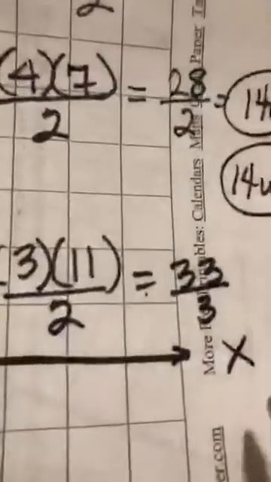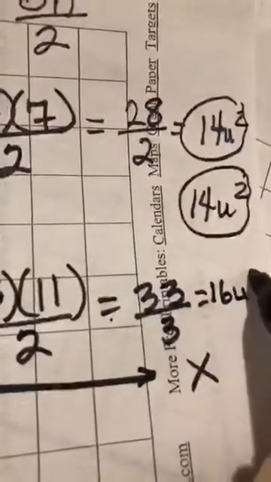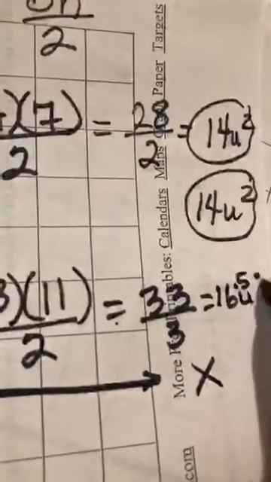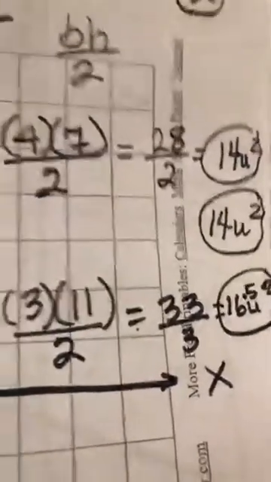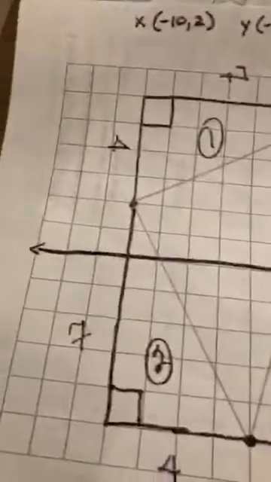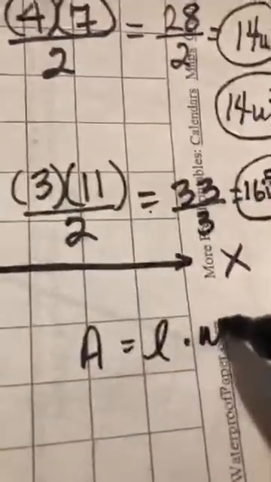So I have 1 triangle, 2 triangles, and 3 triangles. 16.5 units squared. Okay? Those are the areas of my 3 triangles. Now, the area of my rectangle, we know the area of the rectangle is length times width. Okay?